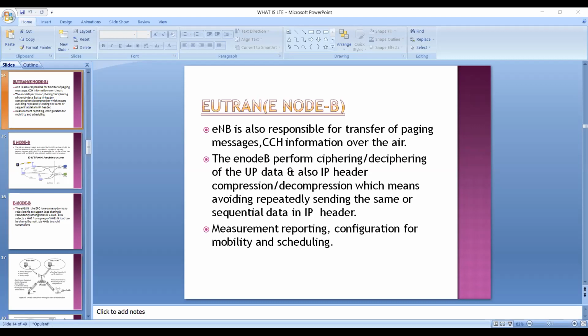Please note this down. What is UP data? UP data. The eNode B performs ciphering and deciphering of UP data. UP means user plane. Okay, user plane data. Yeah. Just write these functionalities.